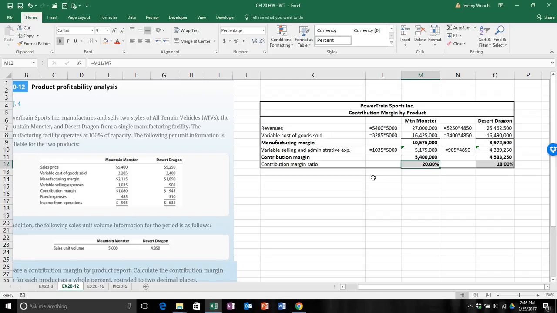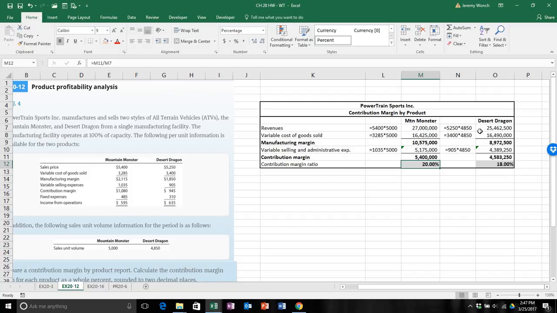Okay, that's great, but what does that mean? Before, when we looked at this, it looked like the Dragon was the most profitable. But the problem is, if we're at capacity, essentially we have the option of pushing one over the other. So which one do we push? If we look at this, the Dragon has an 18% contribution margin, where the Monster has 20%. That means for every dollar sold of the Monster, 20 cents is going to go to profit. For every dollar of the Dragon sold, 18 cents is going to go to profit.